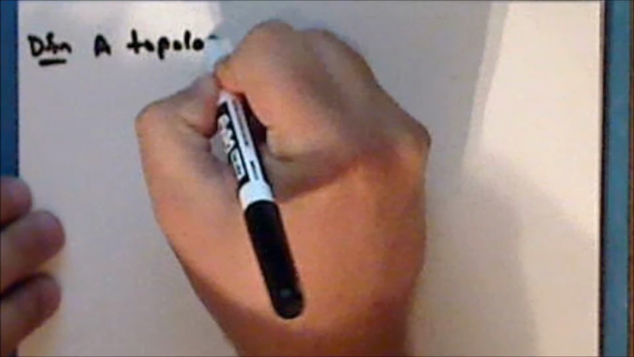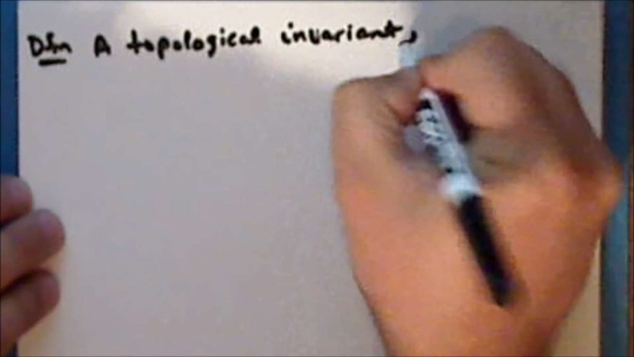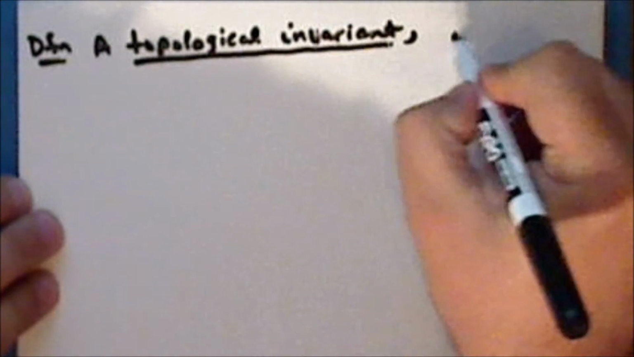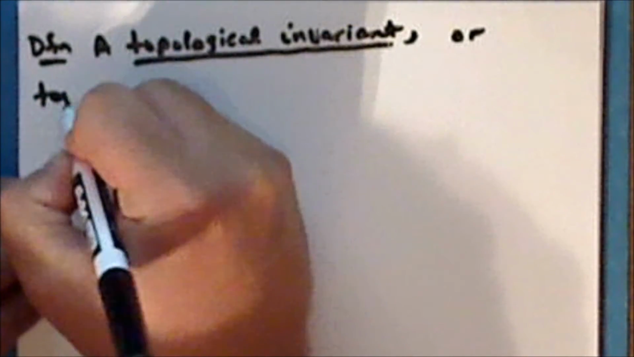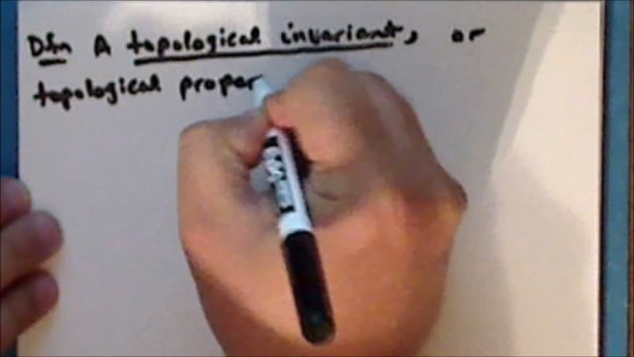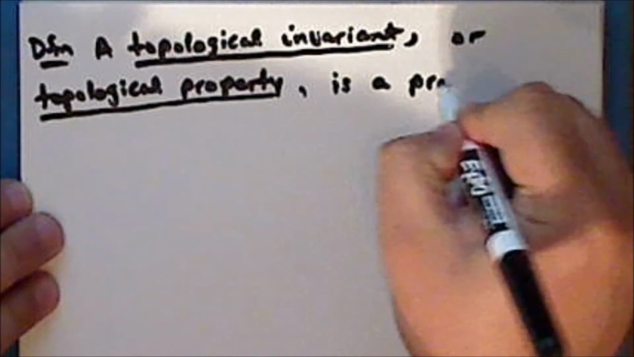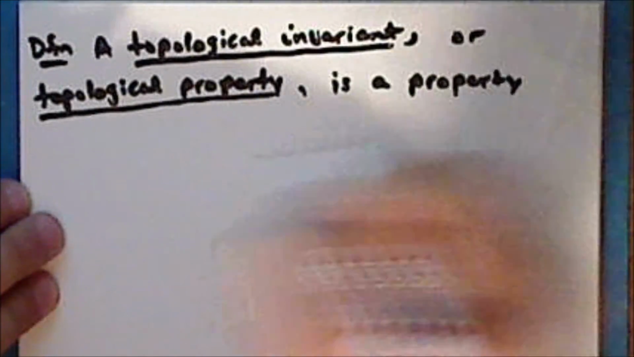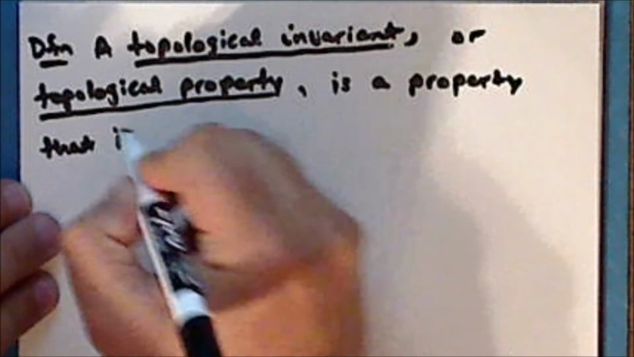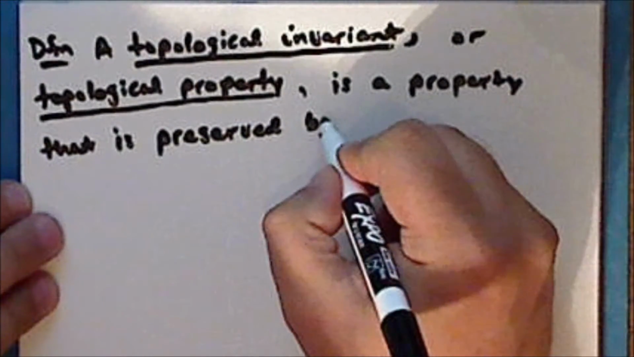So, new definition: a topological invariant or topological property is a property that is preserved by homeomorphisms.